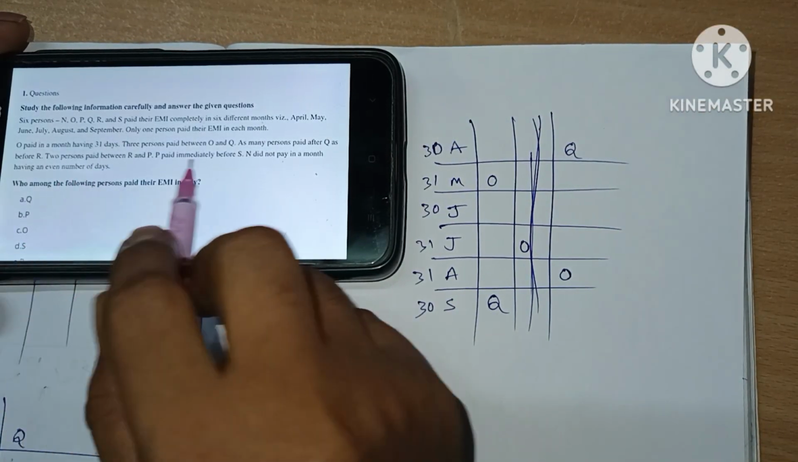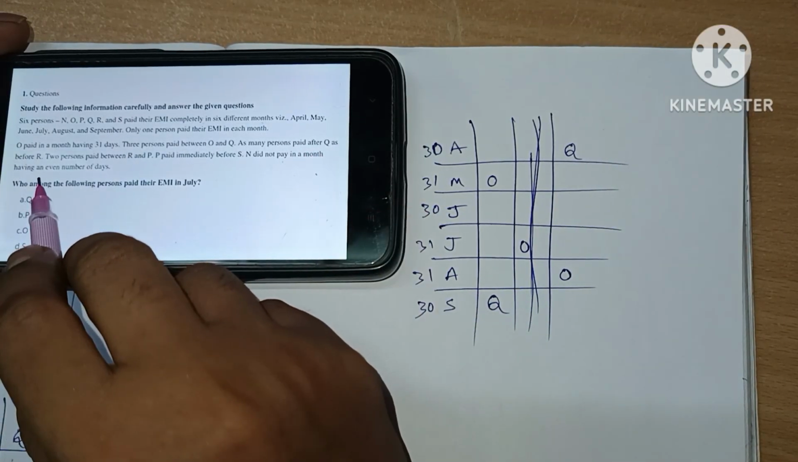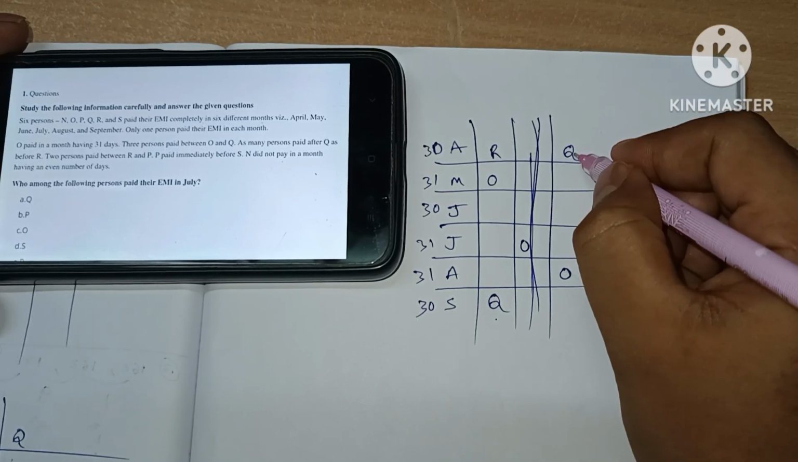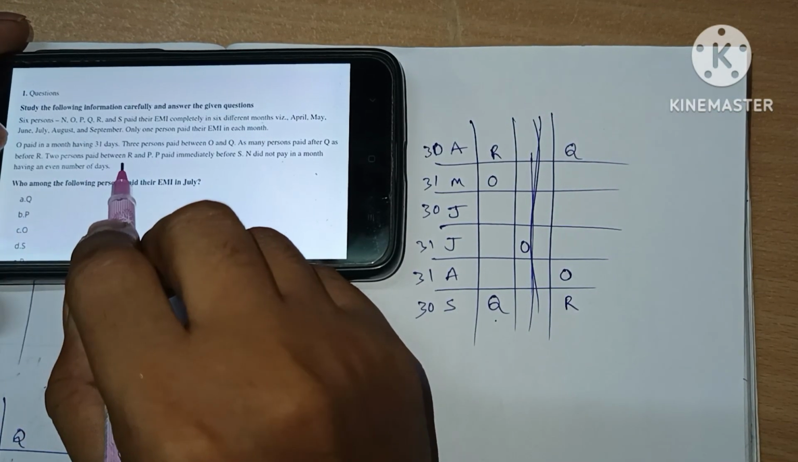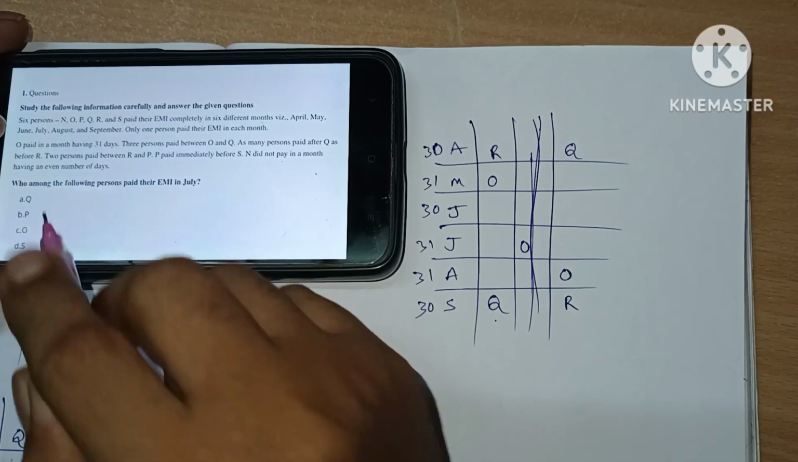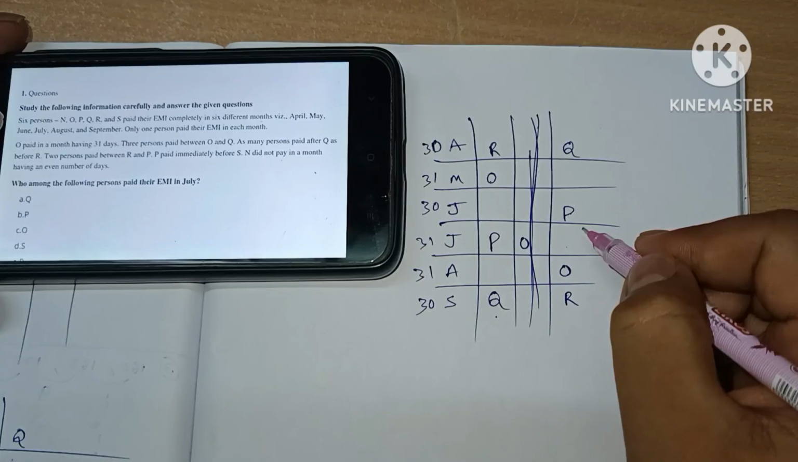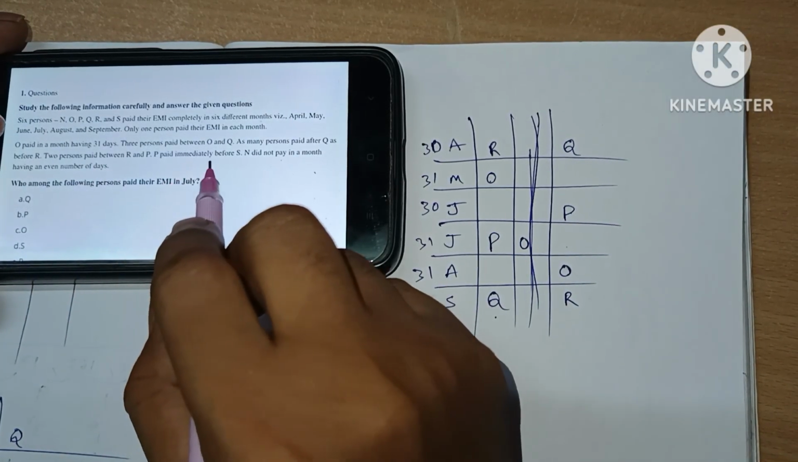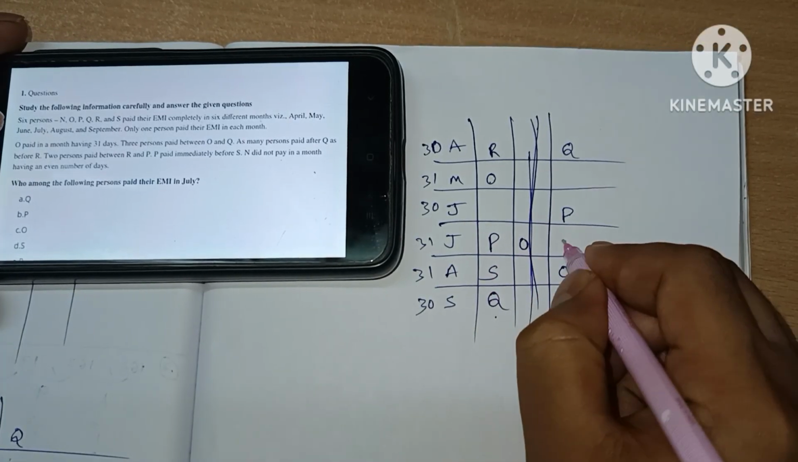Next, as many persons paid after Q as before R. Q here, so R is here. Q here, so R is here. Next, 2 persons paid between R and P. 1, 2, P. Next, P paid immediately before S. Immediately before S is P.